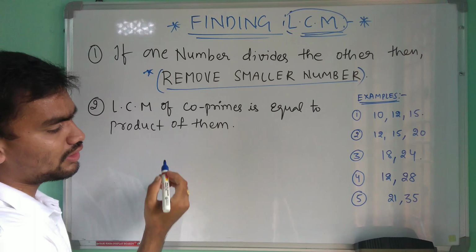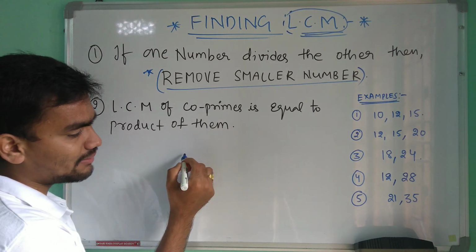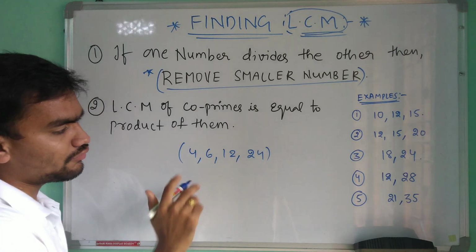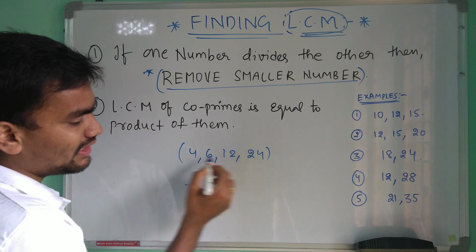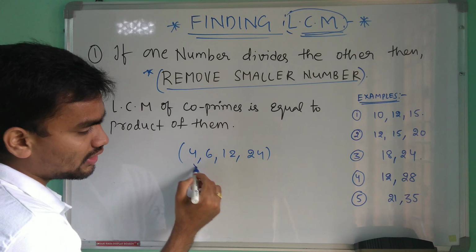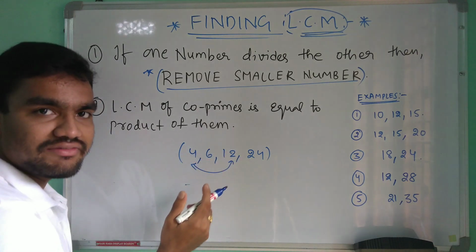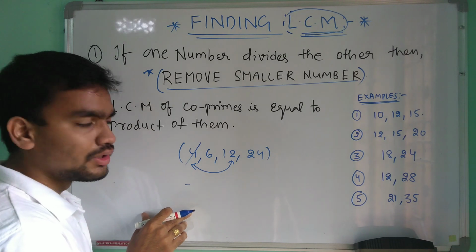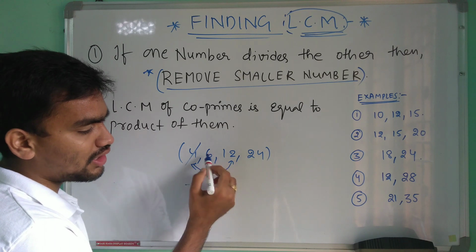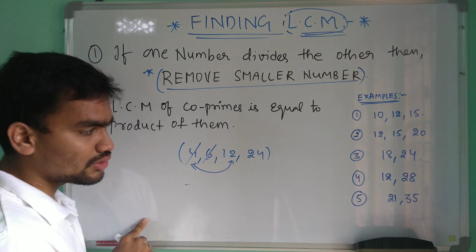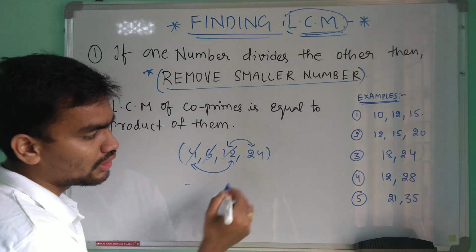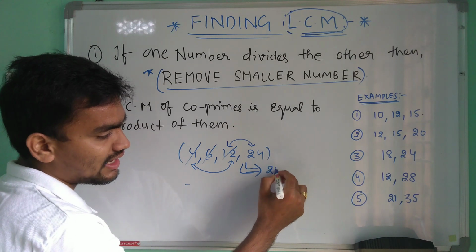For example, let me take 4 numbers. If the question is asked like this, find the LCM of the numbers 4, 6, 12 and 24. Now you can see that 12 is divisible by 4. So if one number divides the other, then remove the smaller number. So I can remove 4 here. And you can see that 12 is also divisible by 6. The smaller of these two numbers is 6, so I can remove 6 also. And you can see 12 and 24 are also divisible, so from this I can remove the smaller number 12. So finally you can write the LCM of these numbers as 24.